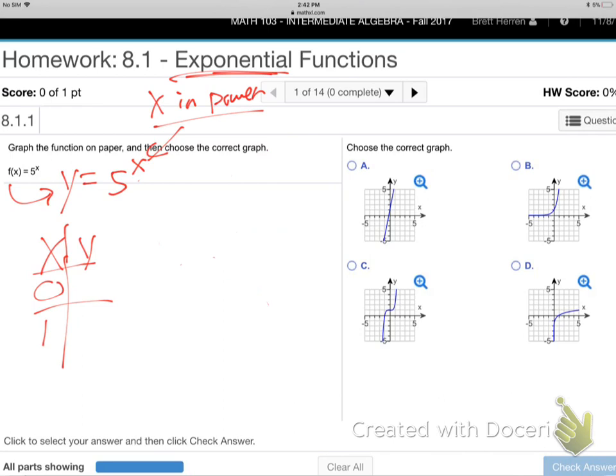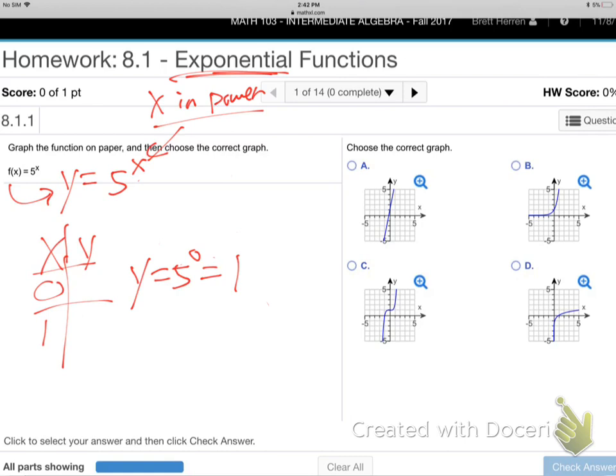Okay, so when you plug in 0, you get y equals 5 to the 0. What's 5 to the 0 power? 0? 5? Uh-oh. 1. What's anything to the 0 power? We don't do ish in math. Anything to the 0 power is 1. Have you forgotten? Yes, I forgot. Anything to the 0 power is 1.